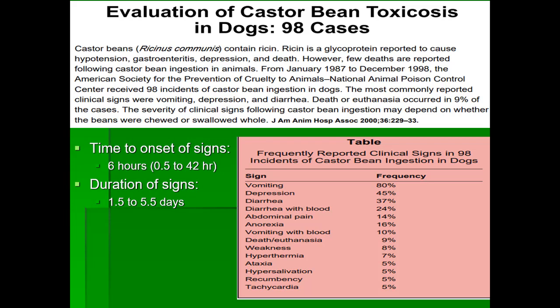Now, if we look at the signs and their frequency, starting at the top, the GI tract is obviously the main target organ. Vomiting in 80% of the cases, depression in 45, diarrhea in 37, diarrhea with blood in 24, abdominal pain in 14, anorexia in 16, and vomiting with blood in 10%. They explained that the low number of animals dying was probably because the ricin is poorly absorbed in the GI tract, and the beans need to be chewed up to release the toxin. So if they were swallowed whole, they would probably not be toxic.